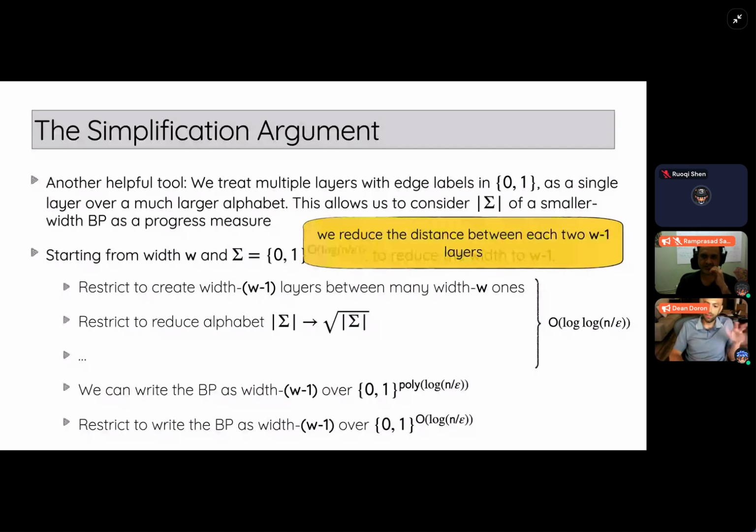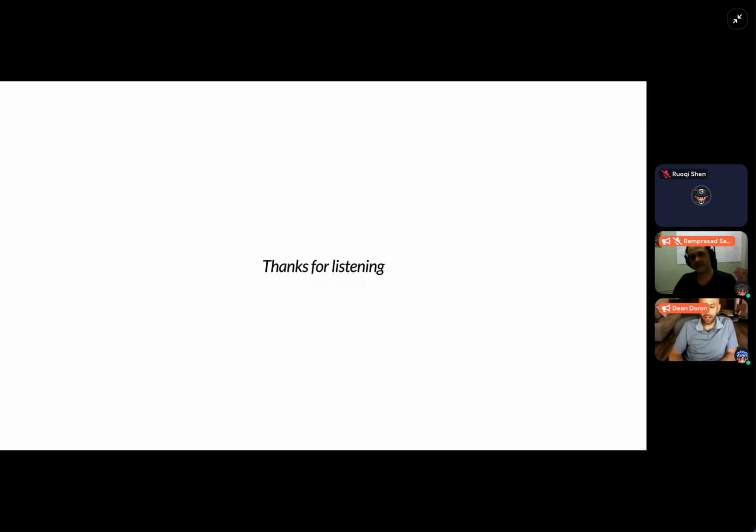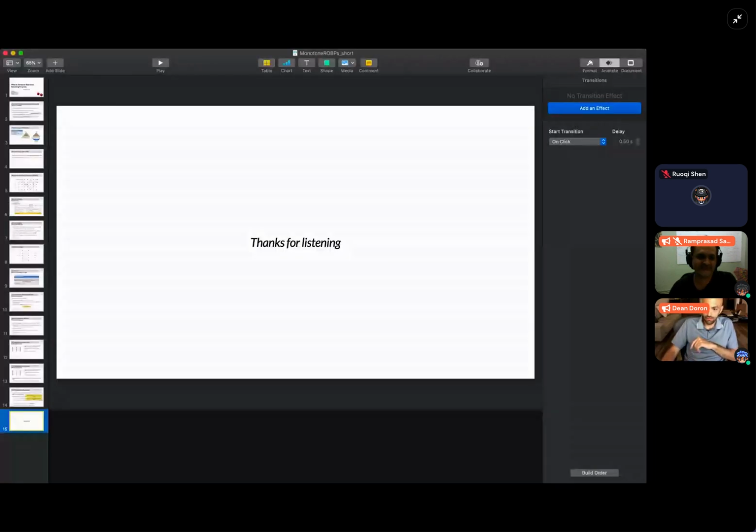Now each super iteration takes roughly W log n over epsilon random bits. So altogether we get the seed lengths that I mentioned. I know this was all hand wavy, but of course you're welcome to ask me more in the closer session.